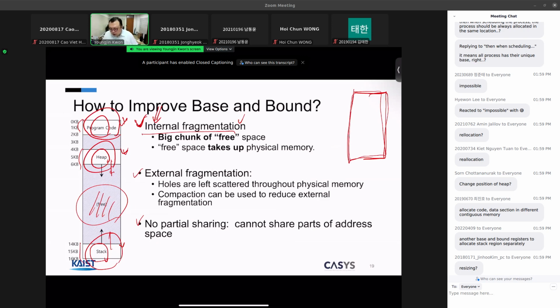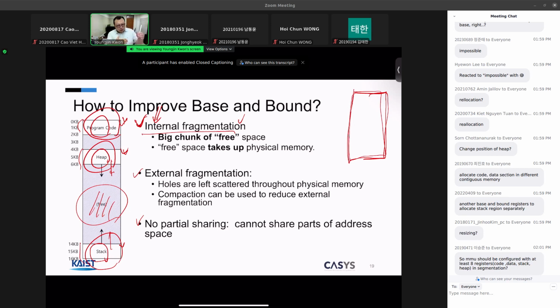So there was a question. Does the bound size increase by a fixed amount? No, it depends on the operating system's implementation. Base and bound only specify the size in hardware. How to increase the bound register size is completely an operating system detail. But usually it increases by a fixed size, some kind of granularity. The best value is not specified in the hardware, so that's operating system implementation specific.